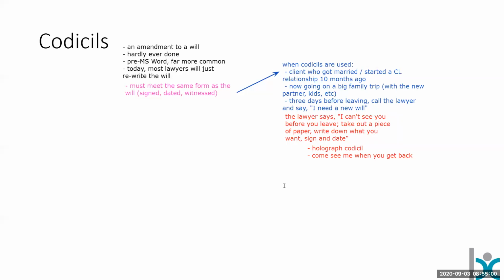Okay, anybody had that experience? It's actually, for whatever reason, a relatively common thing. Every estate lawyer has this exact story. Okay.